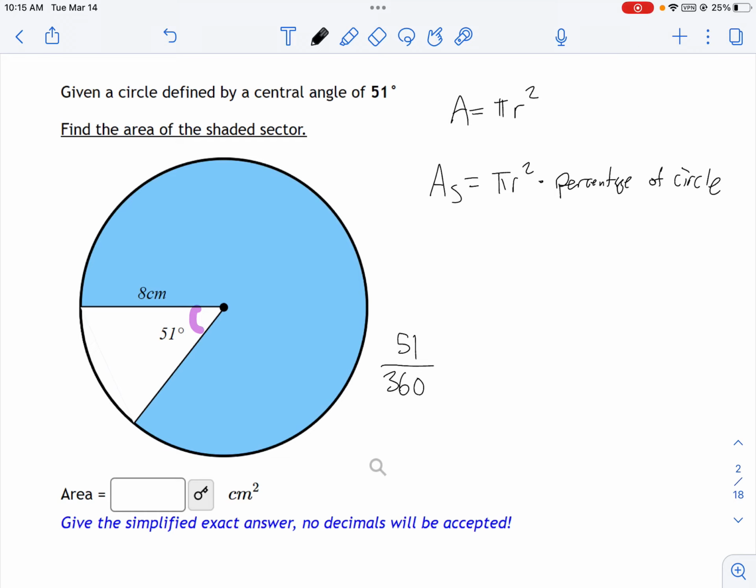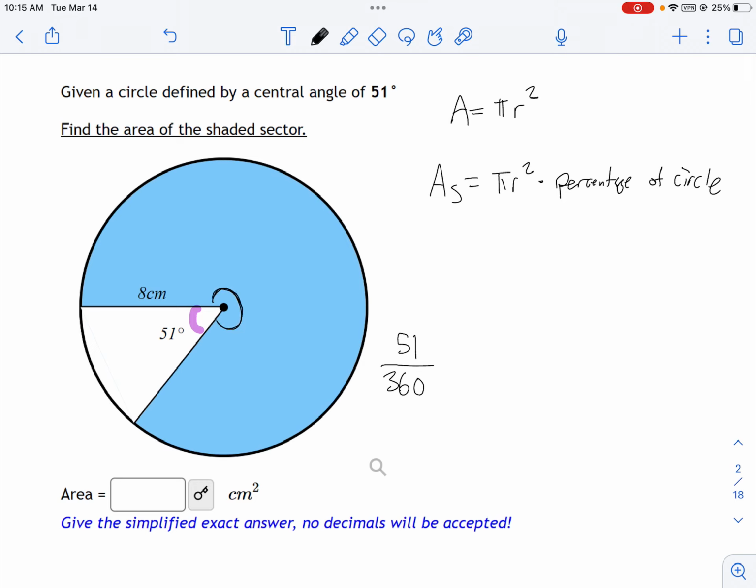Now be very careful here. Are we looking for the white portion, the white sector there? No, you're looking for the shaded sector, meaning we're looking for this blue portion. This is what we want as our answer. Well, 51 degrees isn't the angle for that, right? You're not looking for 51 out of 360. We're going to be looking for whatever the remaining angle is here.